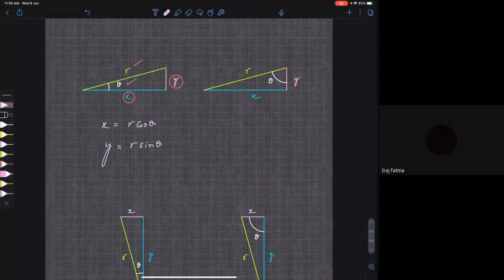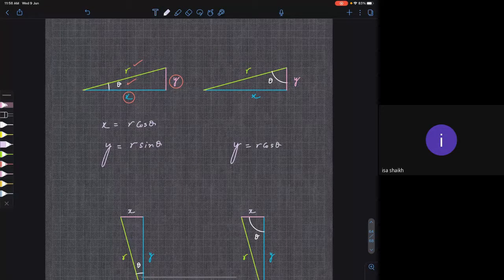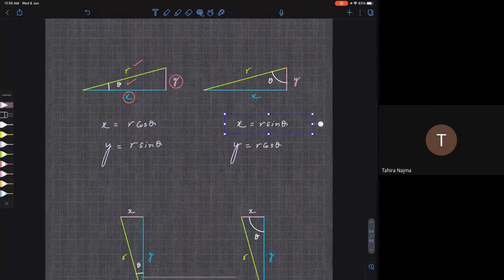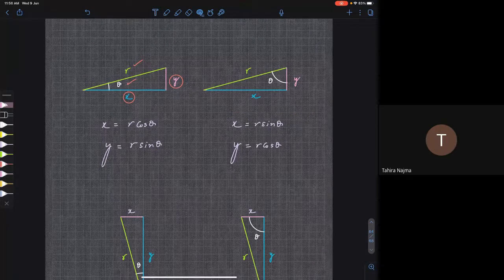Now in the triangle on the right side, tell me what is x and y. Very good. y is equal to r cos theta and x is equal to r sin theta. Why? Because theta is written in a different place here. So here y is the adjacent side and x is the opposite side. Are you getting my point?